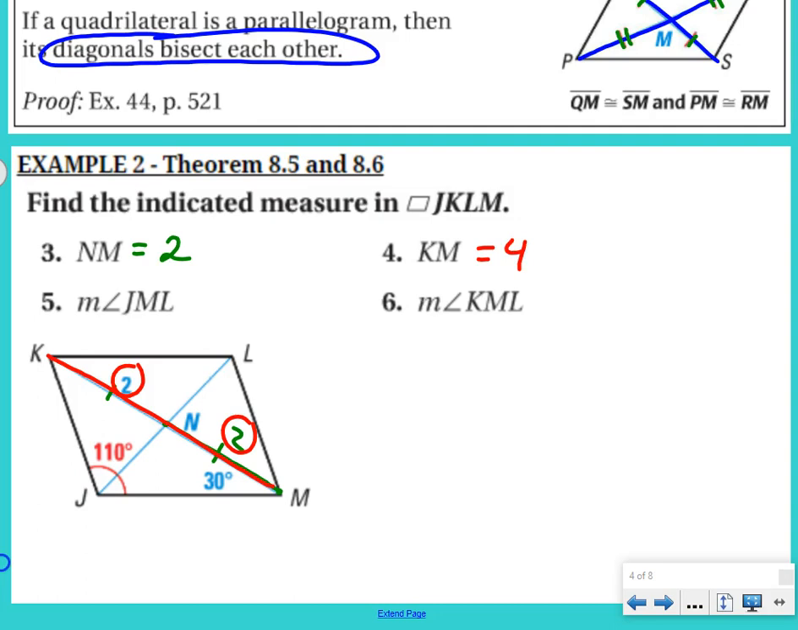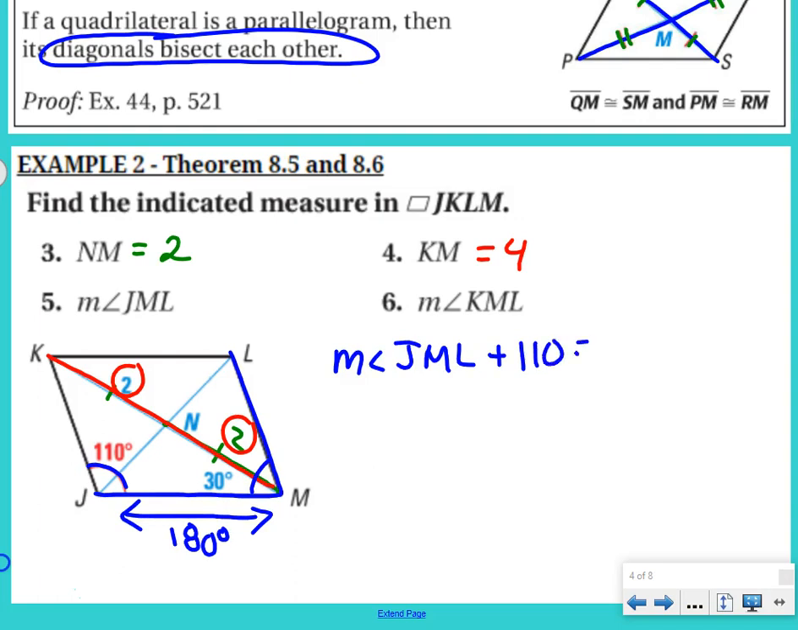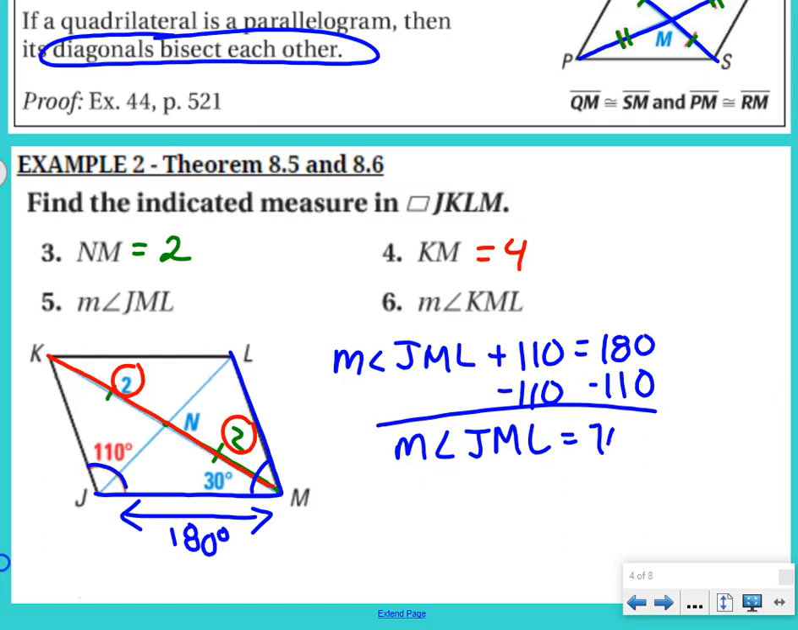Measure of angle JML. So JML, we want this angle right here. So we know this angle is 110, which means that these two angles are going to sum to 180. So we can say that the measure of angle JML plus 110 equals 180. Minus 110 on both sides, and we get the measure of angle JML is equal to 70 degrees. So we can put that right up there.